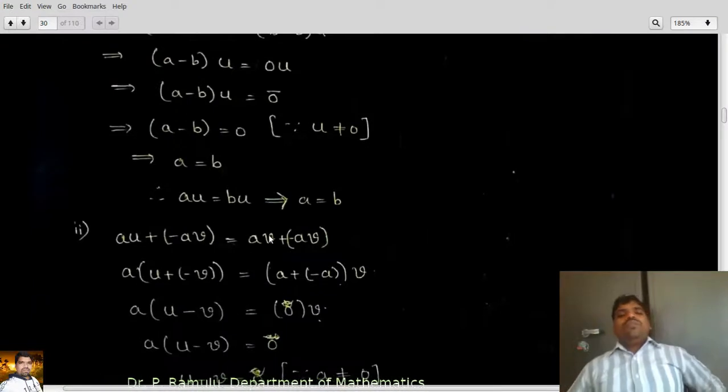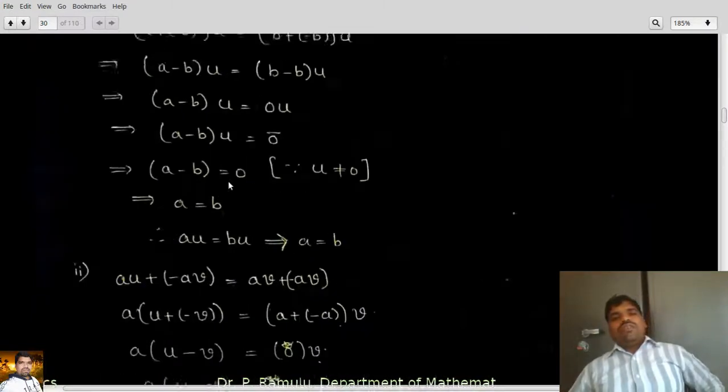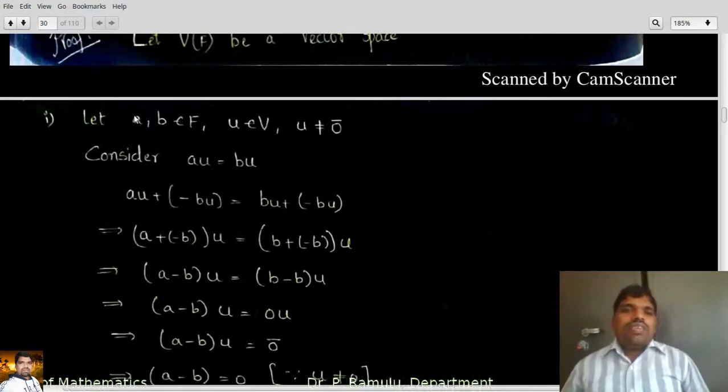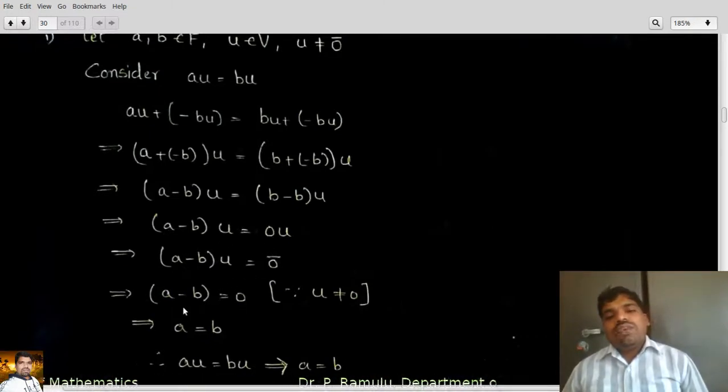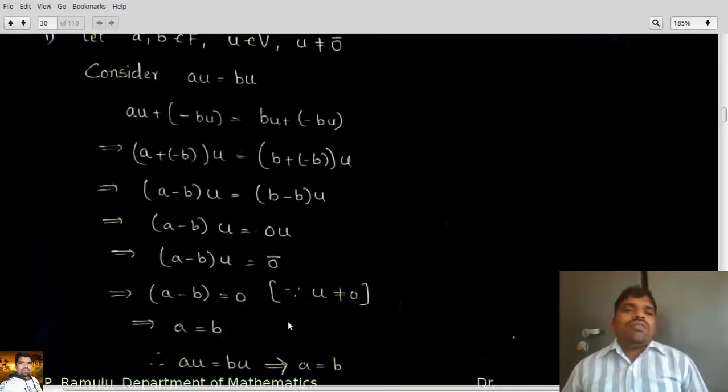Therefore, a u is equal to b u implies a equal to b, right? What I am taking here: a, b belongs to F and u belongs to V. On both sides I am adding minus b u, so I am simplifying that a minus b into u is equal to 0. Since u not equal to 0, by the theorem it must be a minus b equal to 0. A minus b equal to 0 implies a equal to b. So the first theorem is proved.